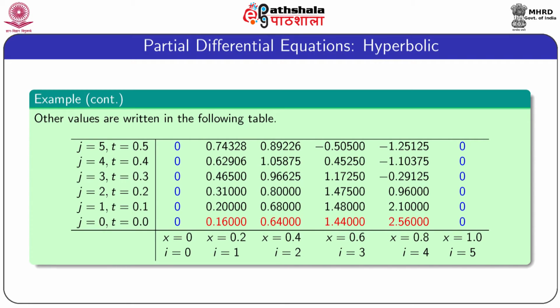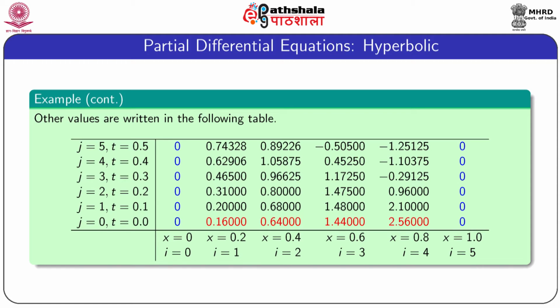Similarly, when t equal to 0.3 and x equal to 0.2, the value is 0.465. When x equal to 0.4, the value is 0.96625. When x equal to 0.6, the value is 1.7525. And when x equal to 0.8, the value is negative 0.29125.